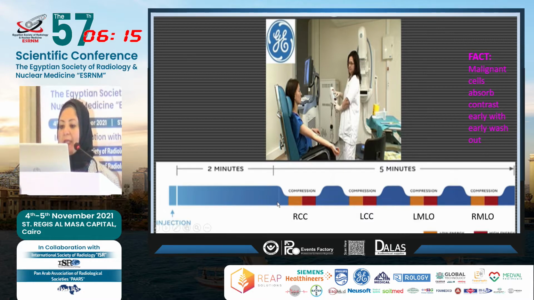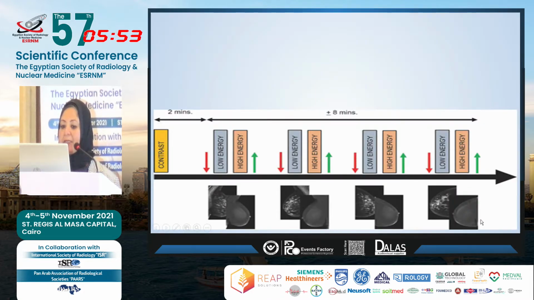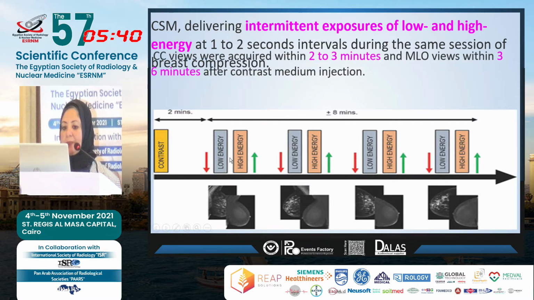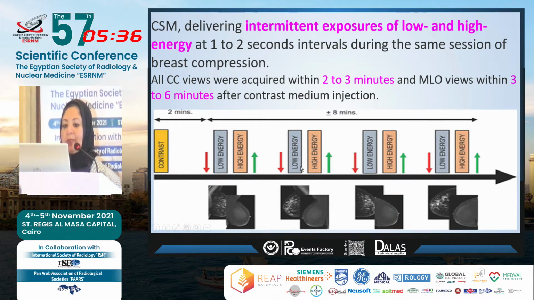Then we start the standard positioning for a mammogram, starting with the CC views, first the normal side, then the suspected pathological side, then turn your C-arm to perform the mediolateral oblique of both sides, starting with the pathological side, then terminating with the normal mediolateral oblique side. With contrast mammography, it delivers intermittent exposures of low-energy and high-energy acquisitions at 1 to 2 second intervals during the same session of compression. That's to say, the whole CCs will be terminated at minutes 2 to 3, and the whole mediolateral will be terminated by up to 6 minutes.